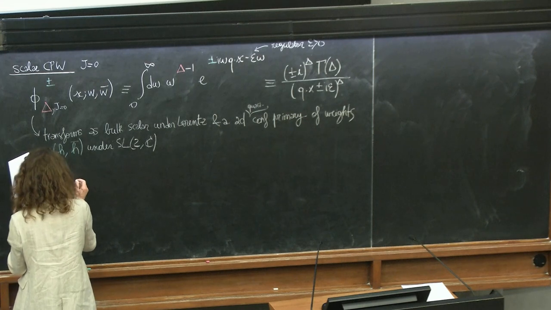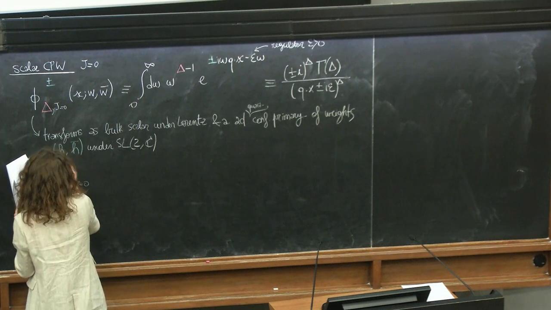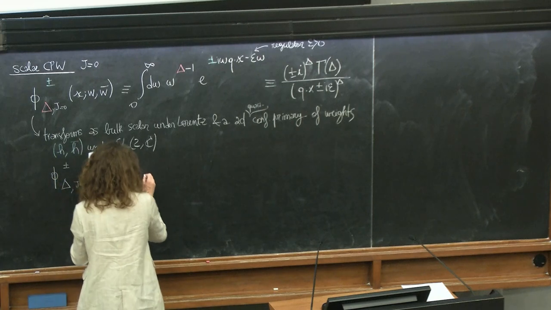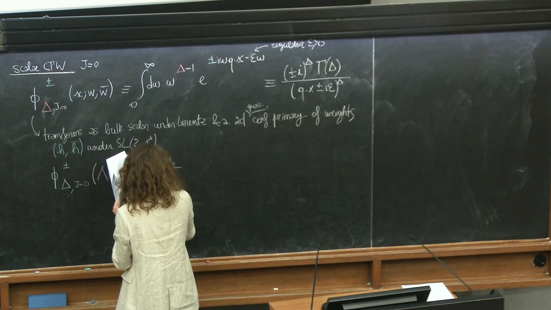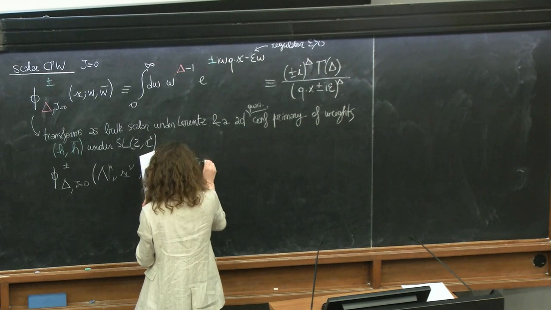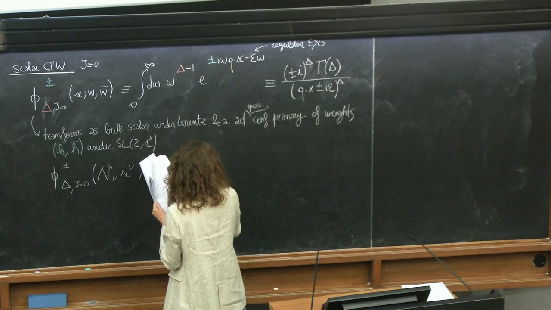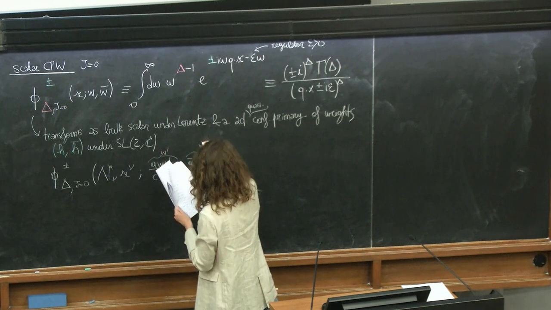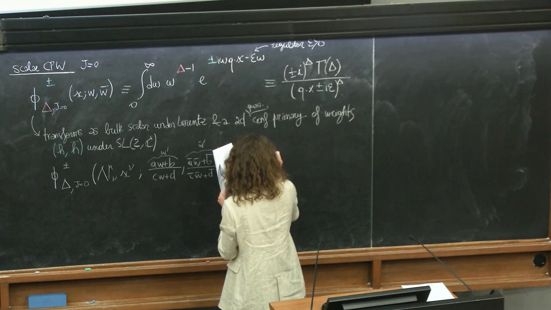I will write down the transformation rule so that this sentence takes some flesh. If I do a Lorentz transformation on the coordinate, which is accompanied by a Möbius transformation on the angles w, w bar, with w prime and w bar prime, the transformation rule is as follows, and you can check that this is true.